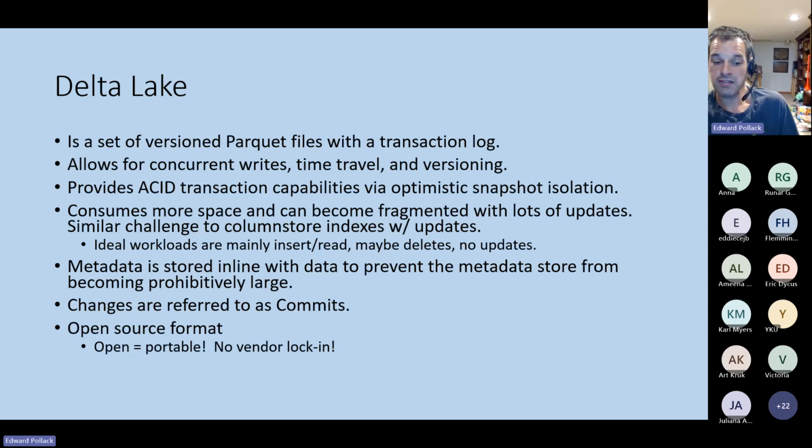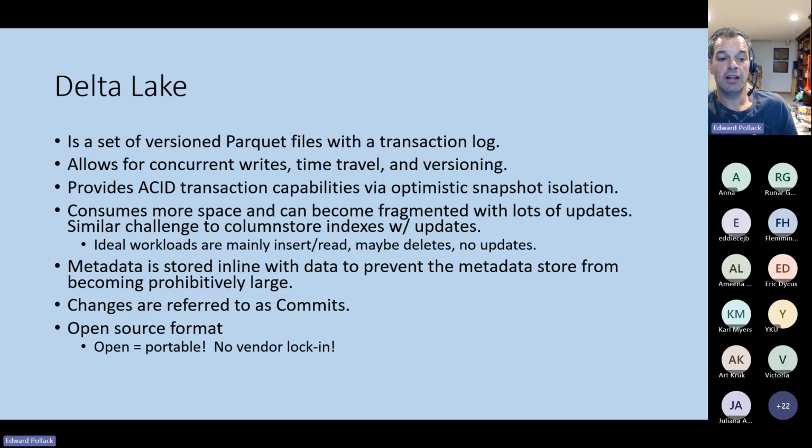It consumes more space, it can become fragmented, and if you have a lot of updates and changes, it can get big over time. It's a similar challenge that Columnstore has with the Delta Store and delete bitmaps: as you make changes, they have to go somewhere. And if you want ACID, if you want transactions that are atomic, consistent, isolated, and durable, you've got to pay for that a bit. So you're taking all those Parquet files and using a transaction log to turn them into something that is transaction-based. And that's a big deal.